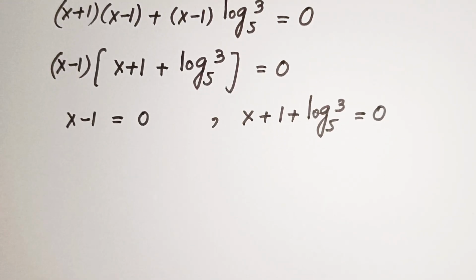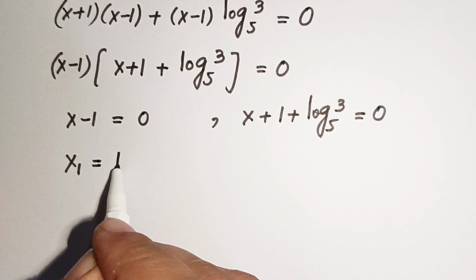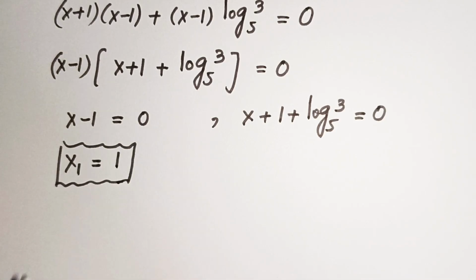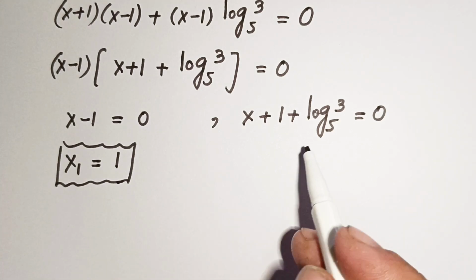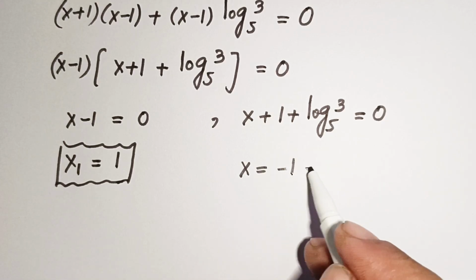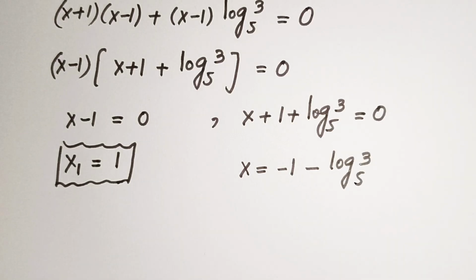Here we can find our values of x. From our first factor, x1 is equal to 1, it is our real solution. And now solving our next equation, shifting these two terms, we have x is equal to minus 1 minus log 3 to base 5.